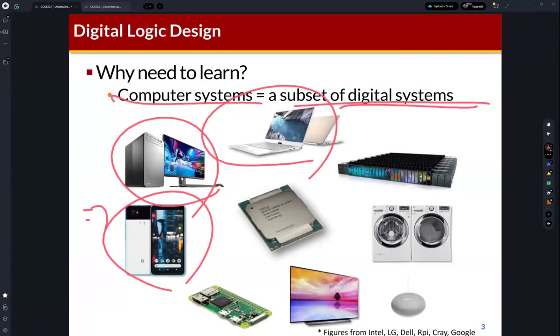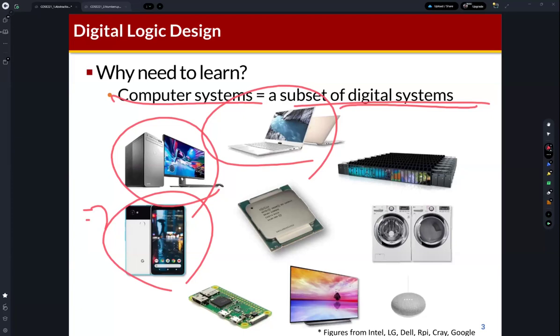As I mentioned, currently we use many kinds of electric devices, right? These devices are very popular, and these devices are also digital systems. It means that digital systems handle digital signals. I showed many electric devices, but what is the common part of these devices?